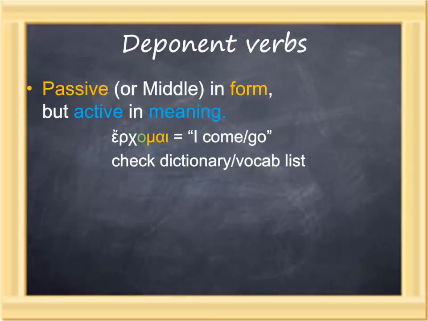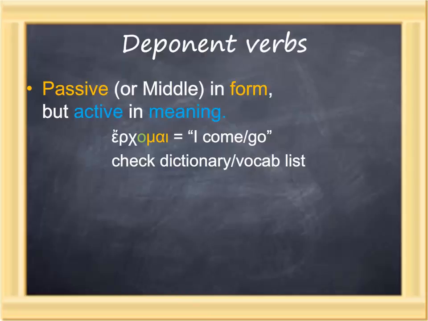Deponent verbs are passive, or middle in form, but active in meaning. So, for example, erkomai looks like it's a passive, but it's translated, I come or go. It's active. Many times, deponent verbs are actually intransitive. They're the kind of verbs that don't take a direct object.